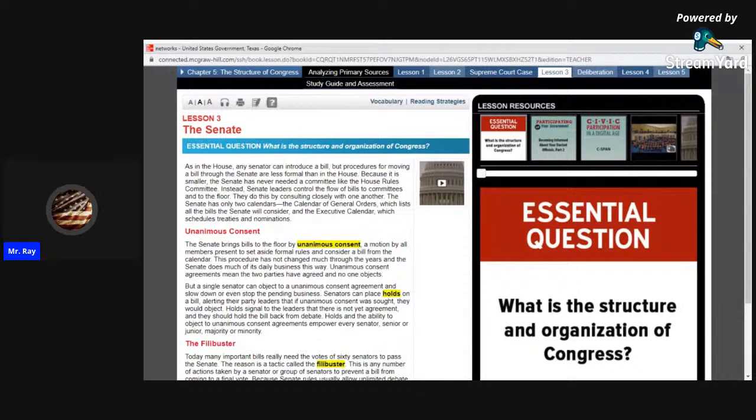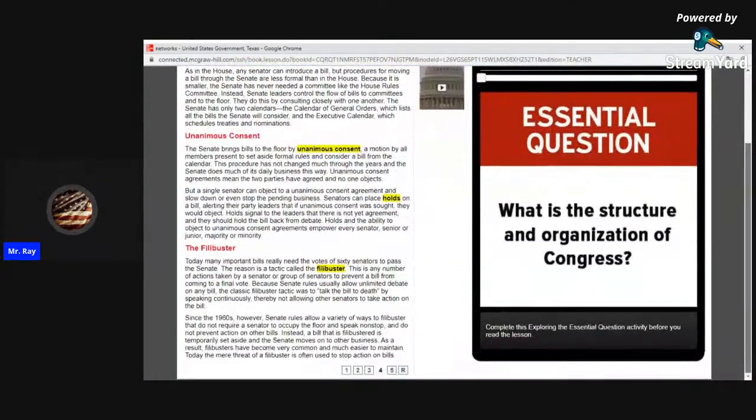Moving bills in the Senate is less formal. There's no committees, okay? They just have a calendar of general orders that says when are the dates for voting, and the executive calendar, which schedules treaties and nominations, because the Senate also has to vote if the president nominates somebody for a job. We also have unanimous consent. That's a vote by all members to consider a bill. Okay? So if all members say, hey, let's look at this bill, it goes to the floor.